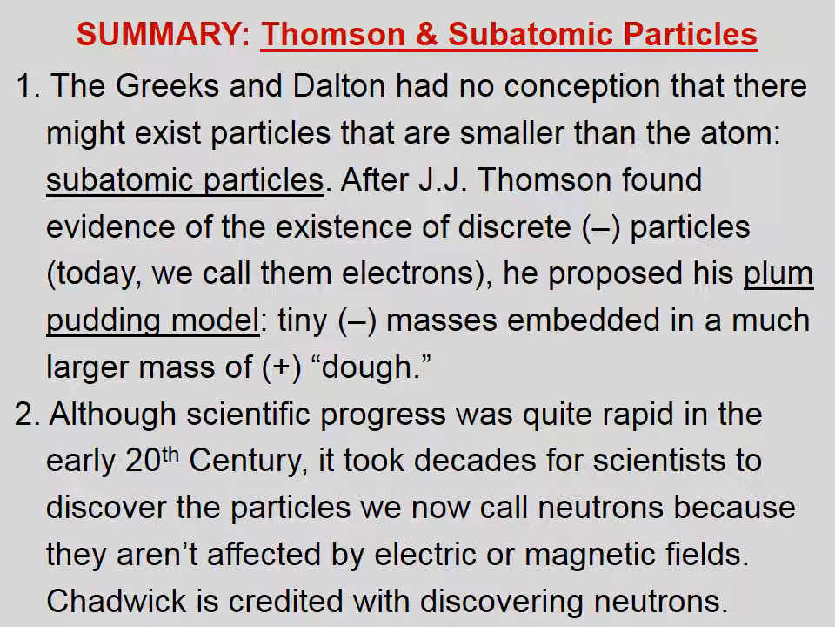Let's summarize Thomson and subatomic particles. 1. The Greeks and Dalton had no conception that there might exist particles that are smaller than the atom, subatomic particles. After J.J. Thomson found evidence of the existence of discrete negative particles, today we call them electrons, he proposed his plum pudding model: tiny negative masses embedded in a much larger mass of positive dough.